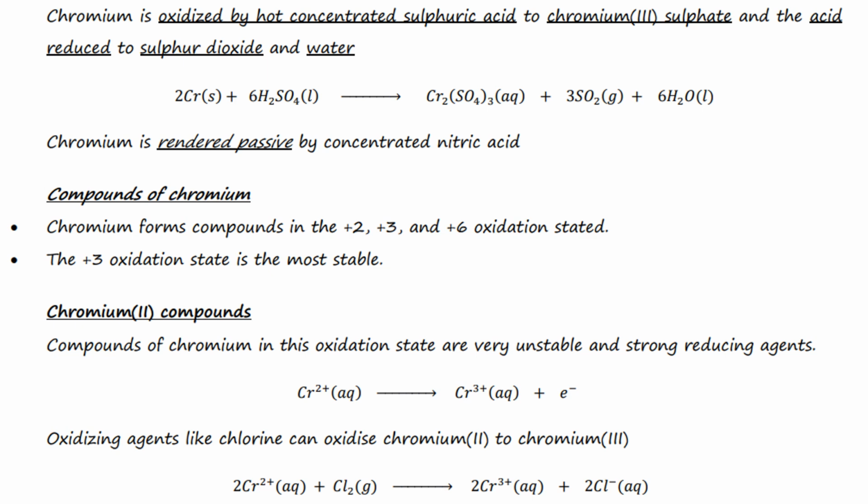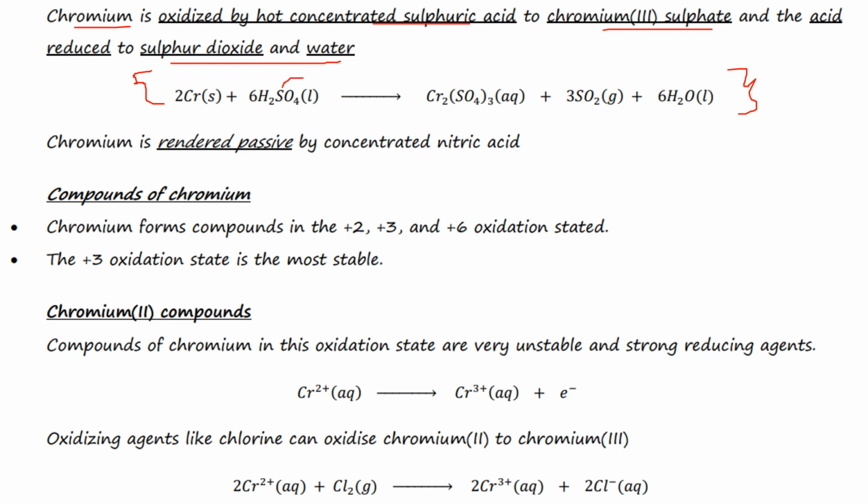Now proceeding, we are going to say that chromium is oxidized by hot concentrated sulfuric acid to chromium 3 sulfate, and the acid is going to be reduced to sulfur dioxide and water. So the equation is going to be this. Now I told you that whenever you see a concentrated acid oxidizing and it gets reduced to sulfur dioxide and water, this is a redox reaction.